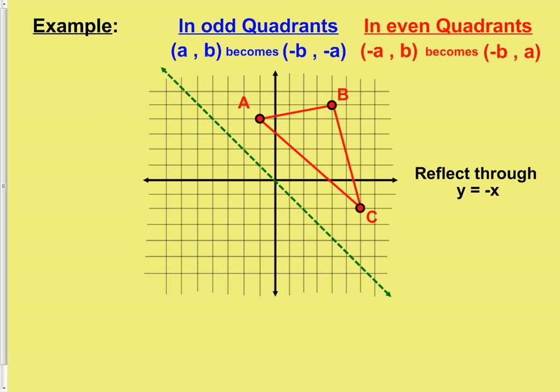Just a little notation here. That's from the previous screen. In odd quadrants, we're going to switch the values and change the signs. In the even quadrants, we're going to switch the values but leave the signs where they were before the switch took place. So we're clearly going to need to know the coordinates. Point A lives at negative 1 comma 4. Point B lives at 4 comma 5. And C lives at 6 comma negative 2.